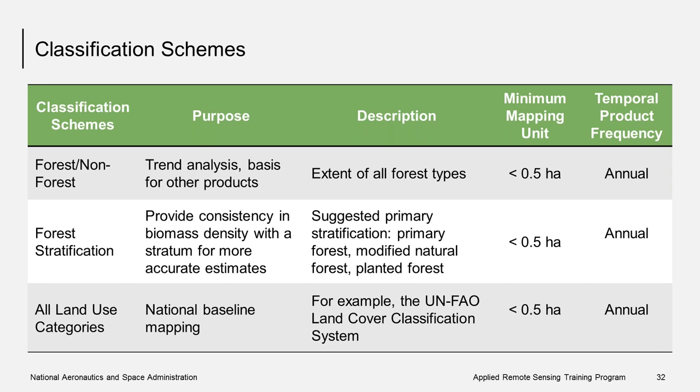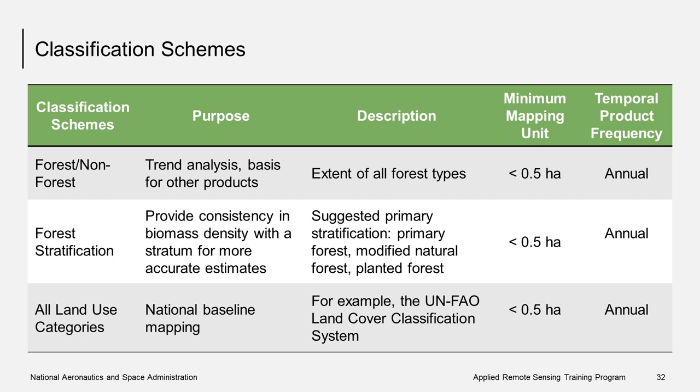There are different types of schemes such as those listed here. These classes can typically be derived from moderate resolution imagery such as Landsat and the Sentinel instruments. The forest non-forest map is typically used for basic trend analysis and can be used as the basis for other products. This type of map shows the extent of all forest types within a country. The minimum mapping unit, or the smallest area to be mapped for all maps, should be less than half a hectare. The temporal frequency at which the maps should be updated is annually.